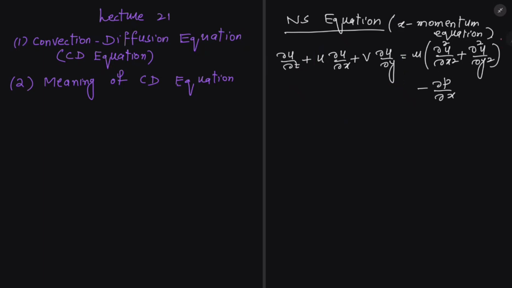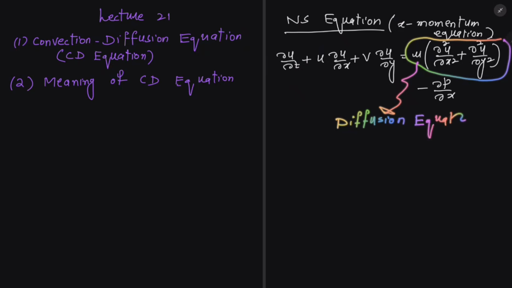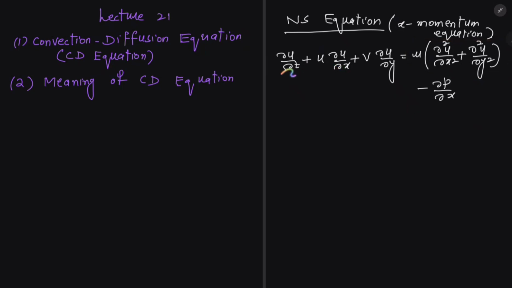On the right hand side, you can see that there is viscosity and second order derivatives. This term is called the diffusion equation. So in summary, we have convection, we have diffusion. This is an extreme example of convection diffusion.